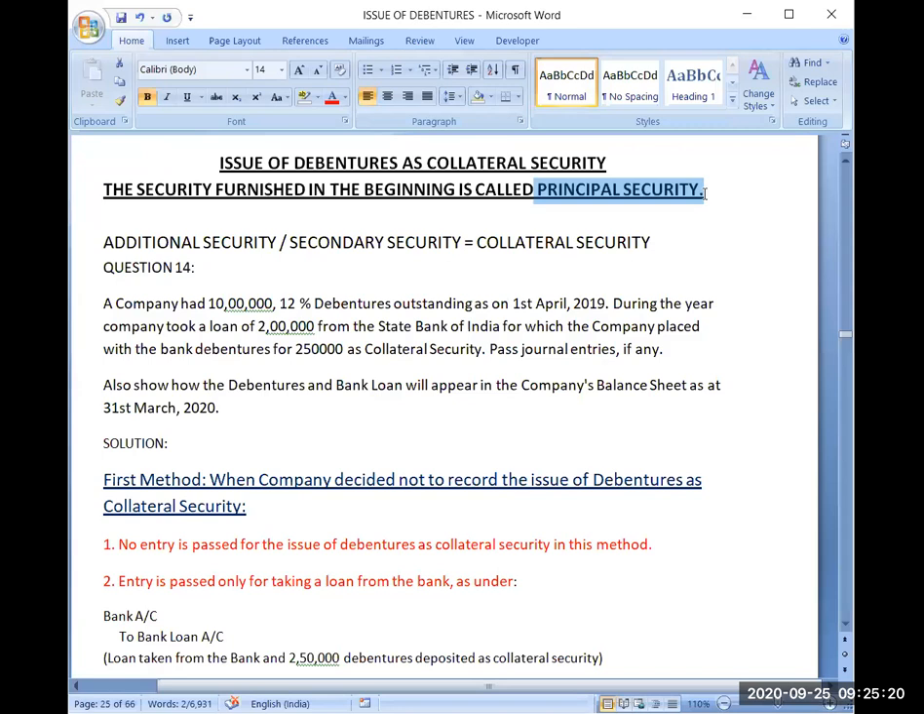Now, the topic is issue of debentures as collateral security. What happened in this case? We, as a company, think as a company that our company is borrowing some amount from any bank or from any other lender. We have also furnished them principal security, but at the same time they are asking for collateral security also.